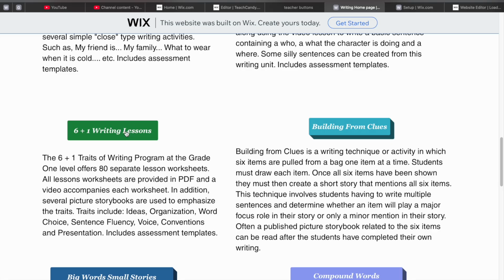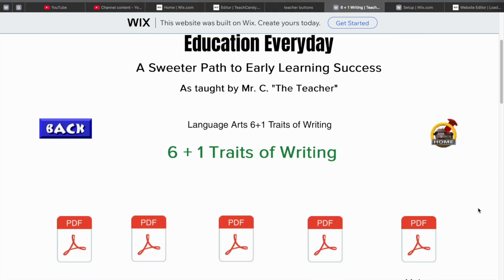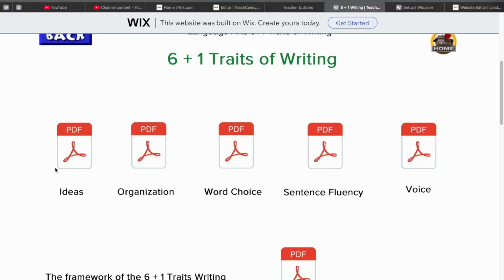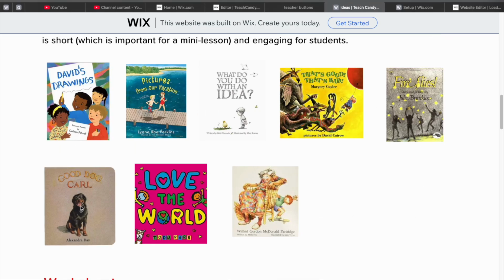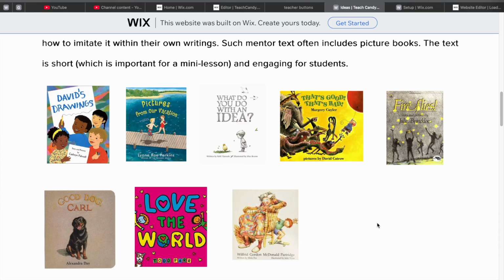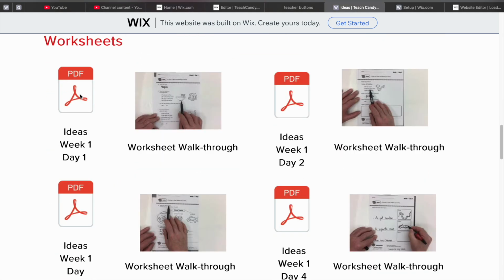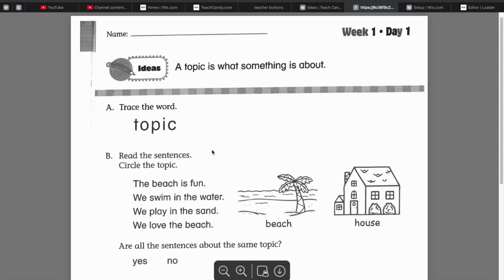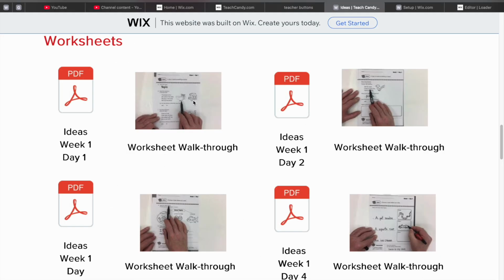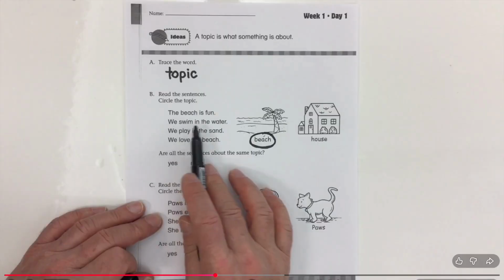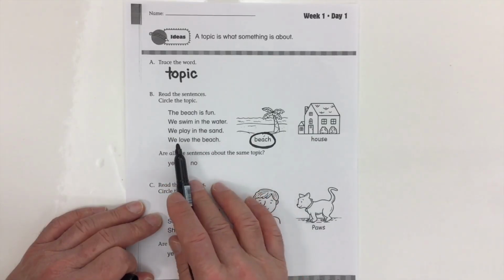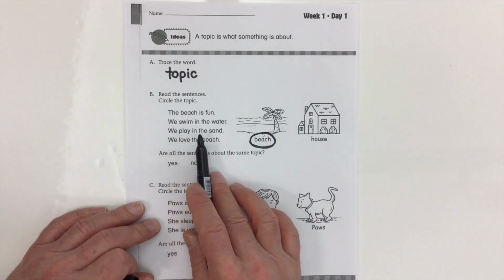In the 6+1 writing lessons, this is the 6+1 traits of writing, the entire program. There's PDFs of all of the worksheets, usually about 20 worksheets per section. So there's some related storybooks to go with the topic, whether it be ideas or organization or sentence structure or voice. And then again, the PDF of each single worksheet. And a video that walks you through each and every single worksheet. And there are about 20 worksheets per category, so about 100 worksheets altogether.